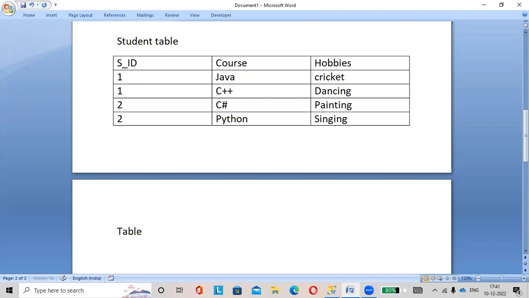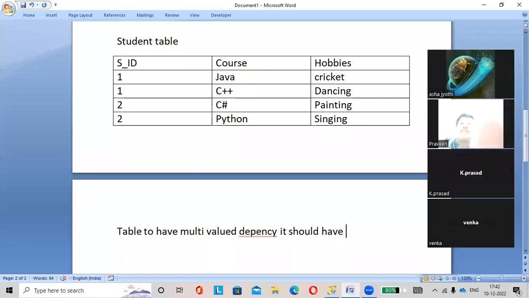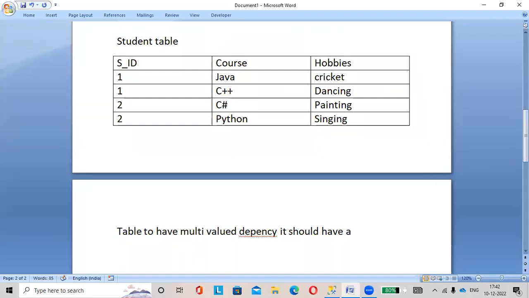For a table to have multi-valued dependency, it should have at least three columns.